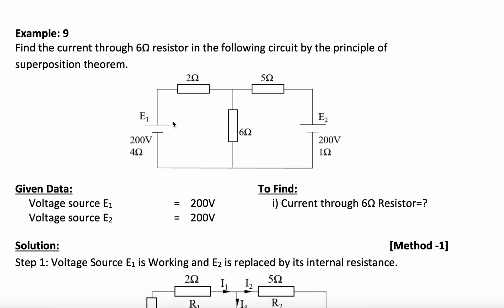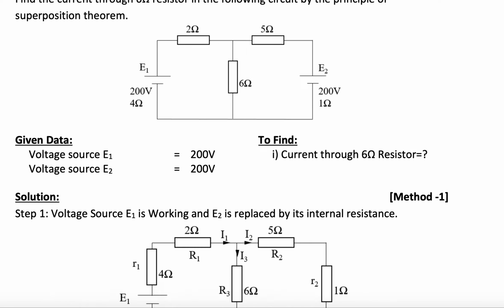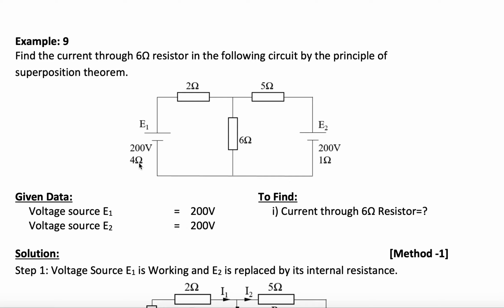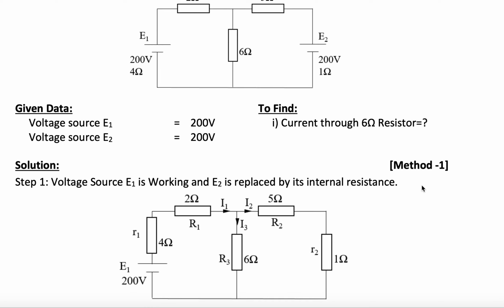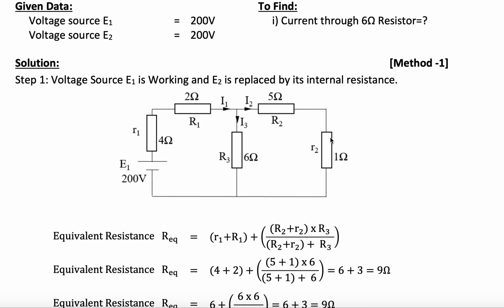Now you can try a similar problem on your own. You need to find the current flowing through the 6 ohm. Is it not similar? Yes, it is similar. But what is the difference? See, the resistance is given. Let me explain. The internal resistance is 4 ohm here, 1 ohm here. When voltage is given along with some resistance, that is the internal resistance of the source. Let's replace E2 by its internal resistance, that is 1 ohm.